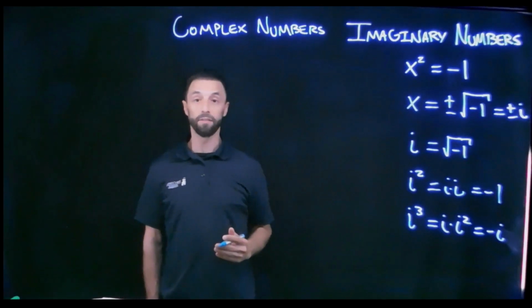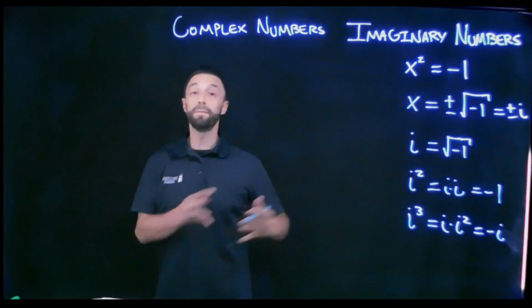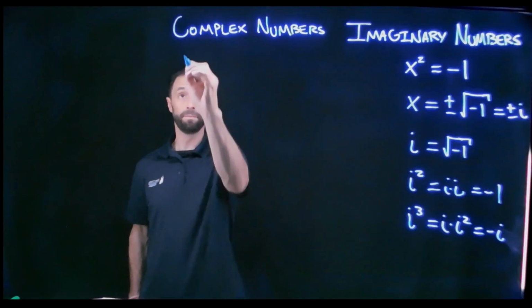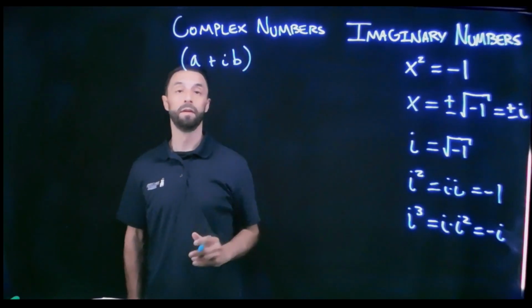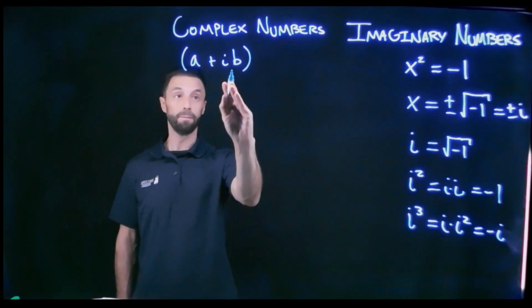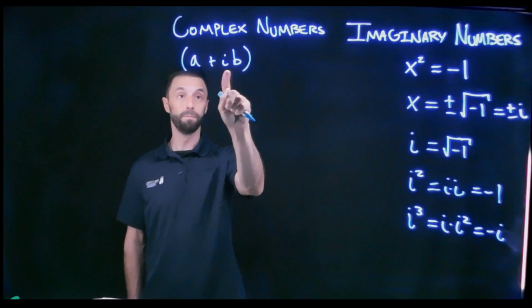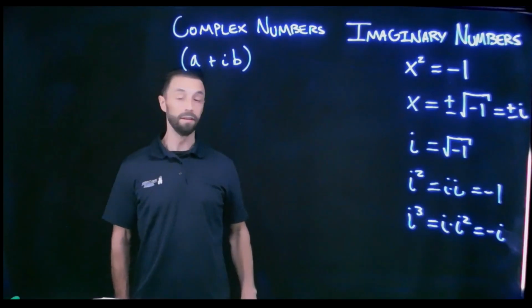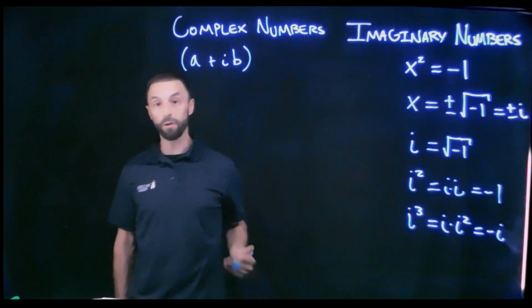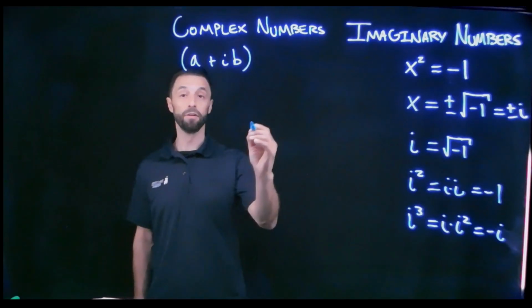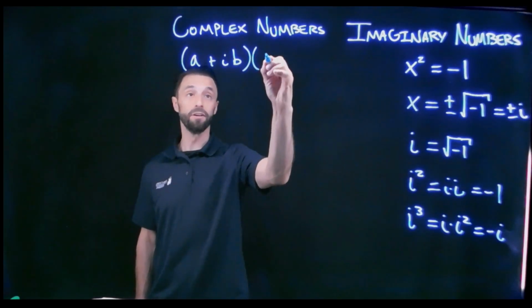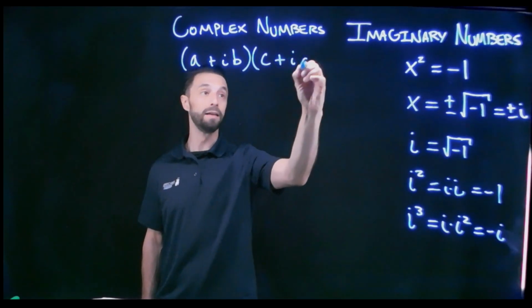A complex number has both a real part and an imaginary part. For example, here a is the real part and b is the imaginary part because it is multiplying i, the imaginary number. And what we're interested in is multiplying two complex numbers together. So let's introduce our second complex number as c plus id.